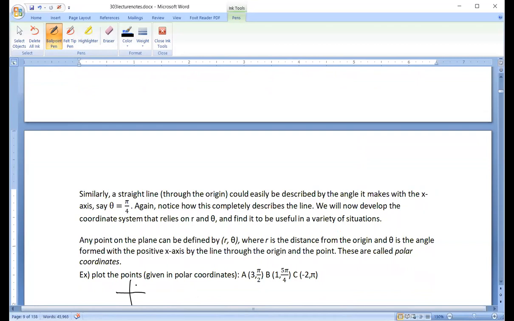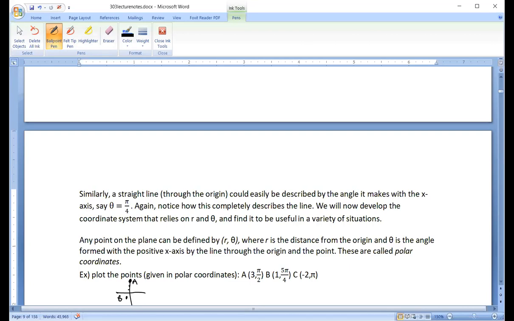Okay, so the first one says the angle is pi over 2. So I'm going to be going straight up the y-axis, and then I have to go 3 in that direction. Here's my point A. Okay, point B says my angle is 5 pi over 4. Notice that's more than halfway around. So in fact, that's down here, and then I have to go out 1. So that'll take me out to about right over there. And there's the point B.